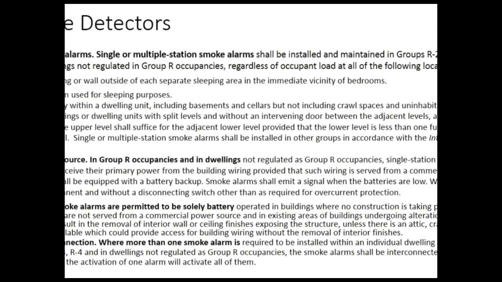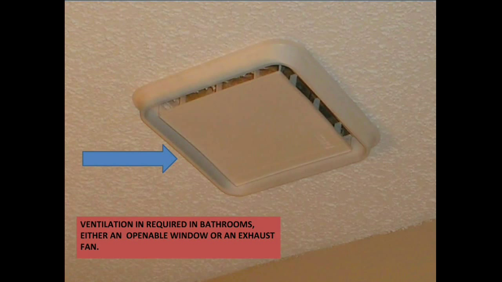Interconnection: where more than one smoke alarm is required to be installed within an individual dwelling unit in Group R2, R3, R4, and in dwellings not regulated as Group R occupancies, the smoke alarms shall be interconnected in such a manner that the activation of one alarm will activate all of them.